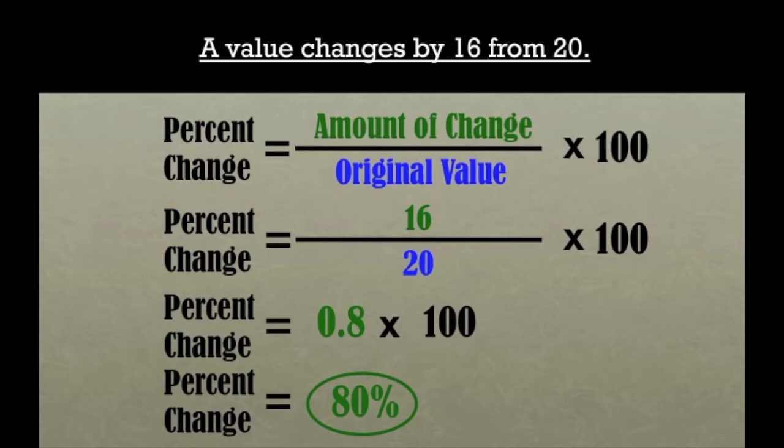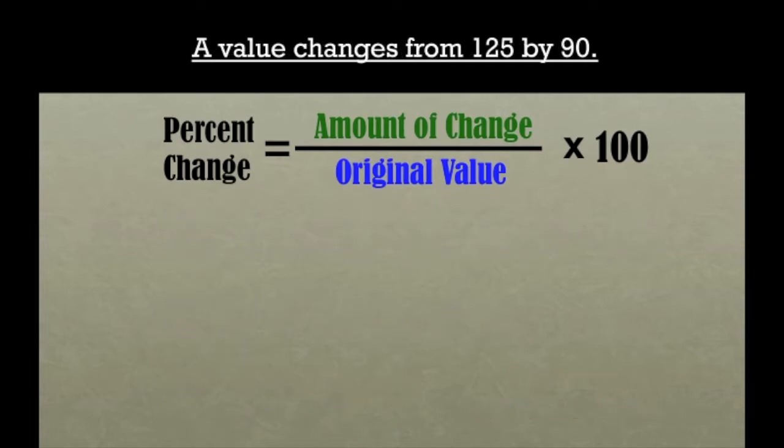Now the question is, is that a percent increase or is that a percent decrease? Well, the honest truth is we don't know because we don't know what it ended up being. We don't know what the new value is. We just know that it changed by 16. That means that it could have ended up being 16 more than 20, or it could have been 16 down from 20. But we don't know what that is, so all we can say is that the value changed by 80%.